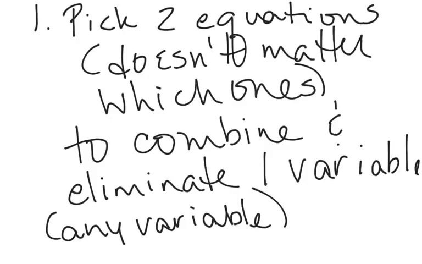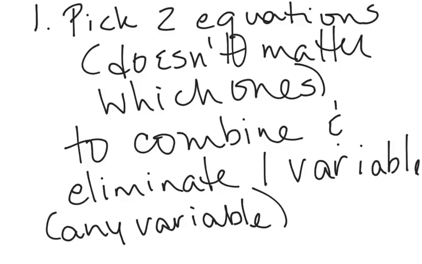Step 1, you pick 2 equations. It can be any 2 of the 3. It doesn't matter which ones. You're going to combine them and eliminate one variable. It can be any of the 3 variables. Most of the time, when you look, you can find 2 of the equations that have a variable ready to cancel to start with. Look for that, makes your life much easier.